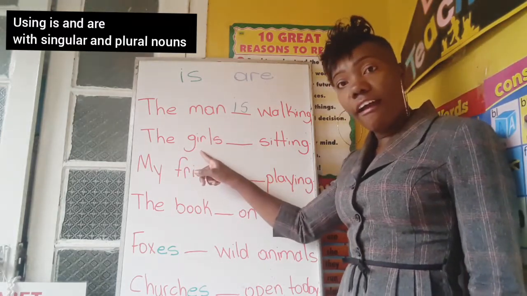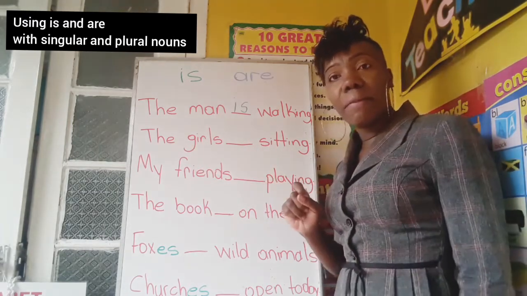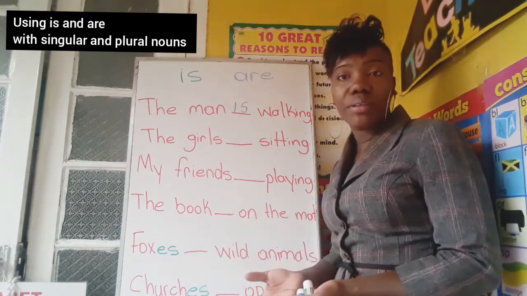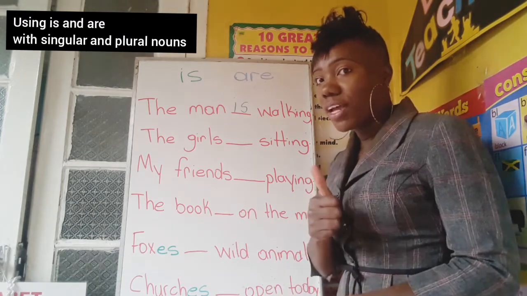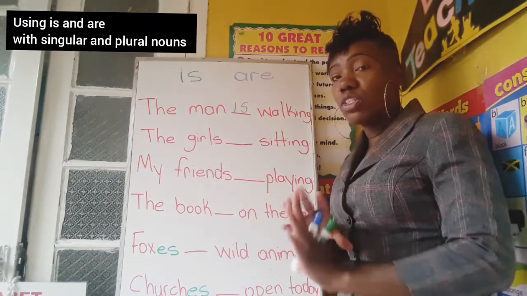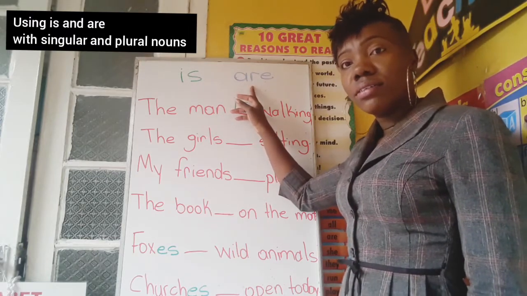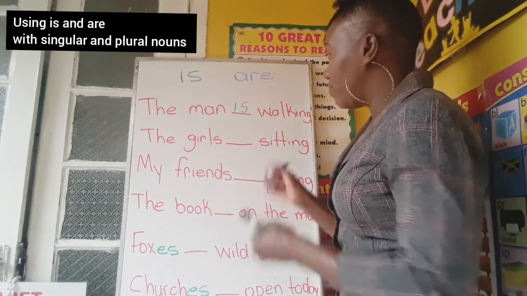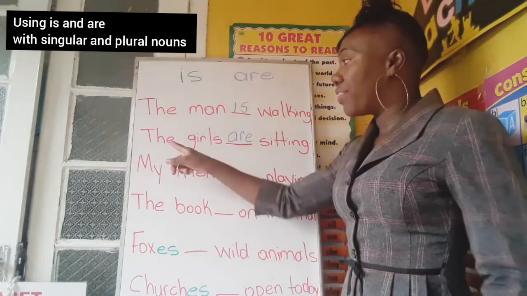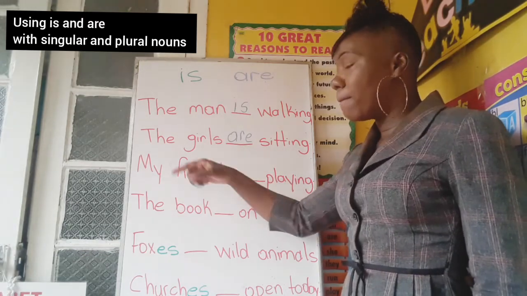The girls sitting. Now, how many girls are here? Is it one? Is it singular girls, meaning one, or plural girls, meaning more than one? Very good. More than one. So which of these words are we going to use to show that it is more than one? When we're using them, we have to use it with more than one nouns. Is it is or are? Very good. Are. So let's put the word are on the line. The girls are sitting because it's a plural noun.